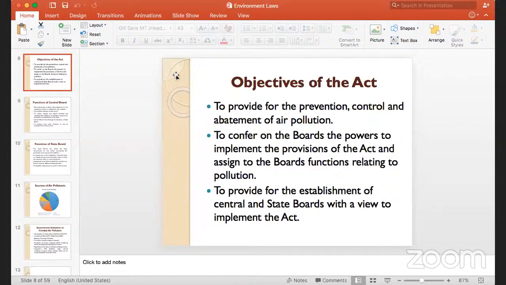The objective of this act is to provide for prevention, control, and abatement of air pollution. What else does this act do? It has created a central and a state board. You are aware of the Central Pollution Control Board, and similarly there is also a State Pollution Prevention Control Board. So we have the CPCB and state boards. These boards have been established with a view to implement this act.